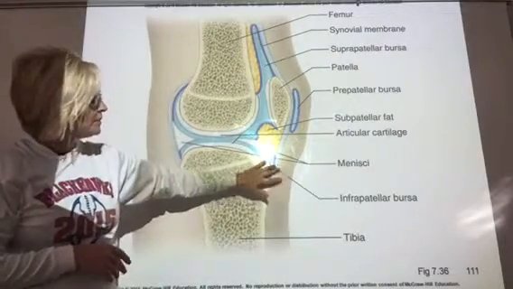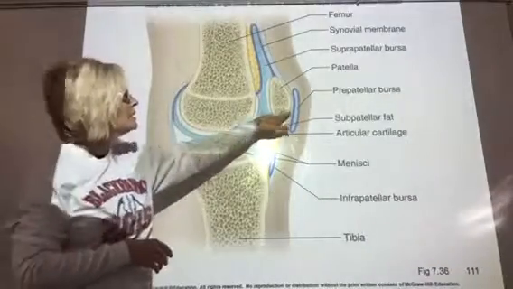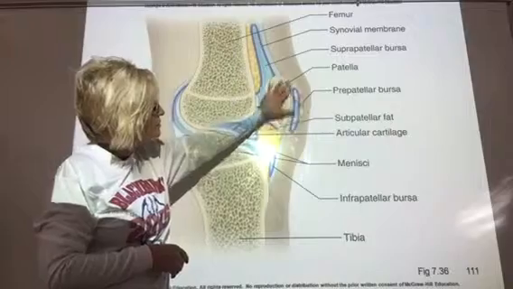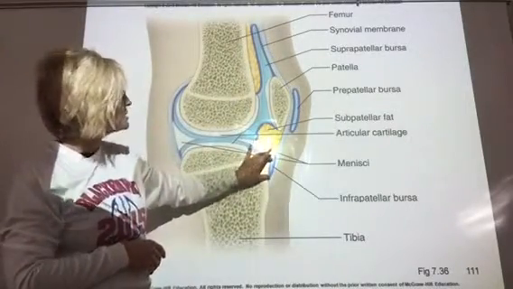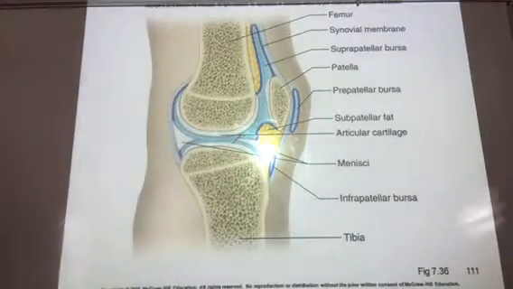Notice I have different bursa, and I will not ask for specific ones, but a prepatellar bursa is a small sac of fluid that protects the front of the knee. Infrapatellar bursa, these are small little packets of fluid used for protection.